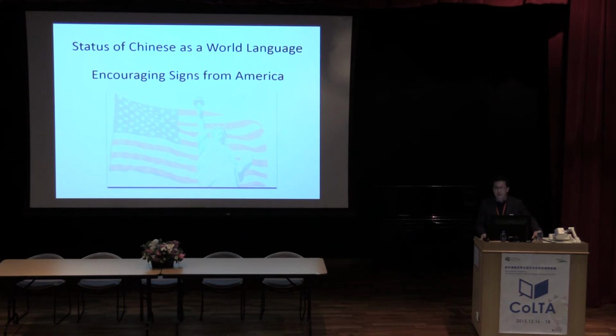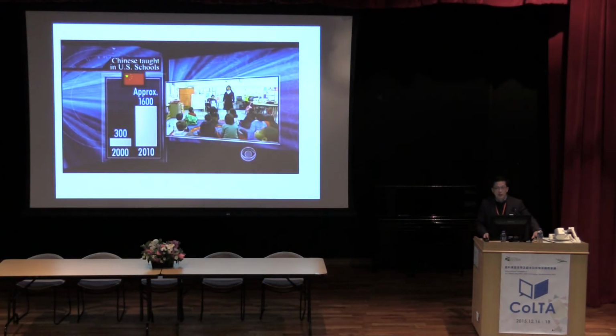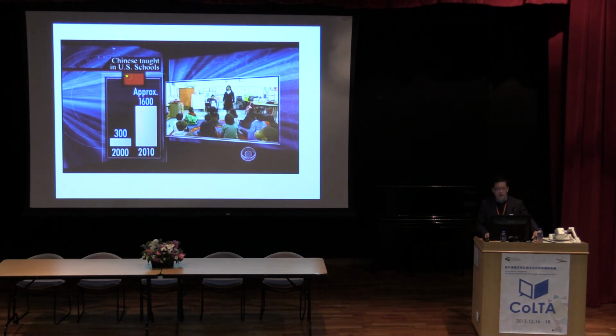So is Chinese about to become a global language, and in what sense? In some senses, there is very encouraging evidence from the U.S. that there is something about the rising status of Chinese. Of course we can look at all kinds of statistics, like the number of schools offering Chinese programs in the U.S. Maybe in the year 2000 you have something like 300, and in 2010 you have 1,600. That's a huge jump.